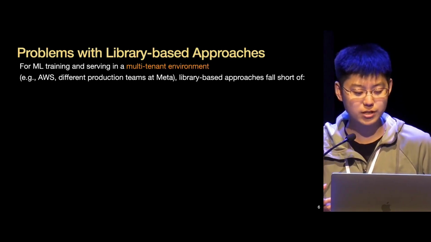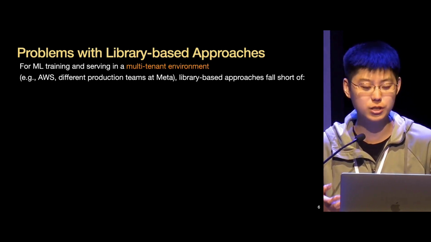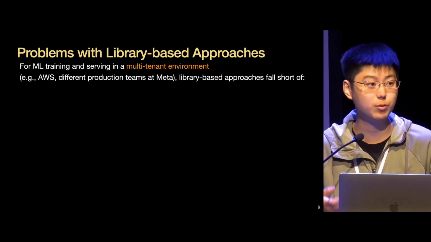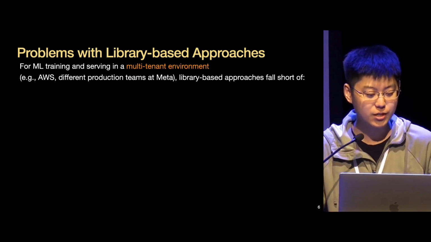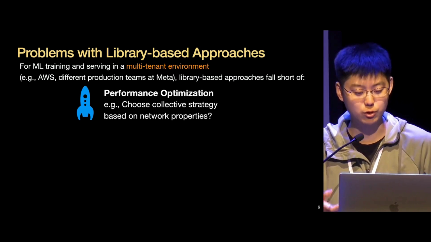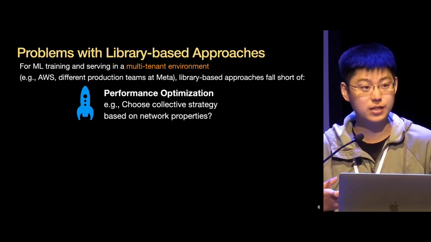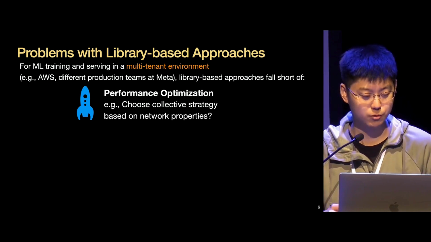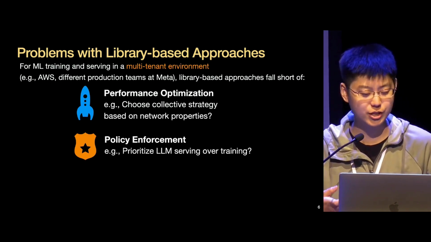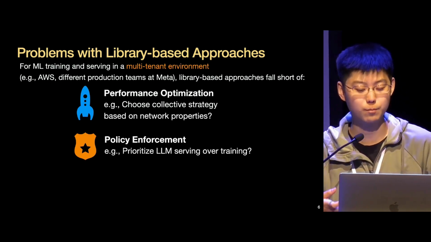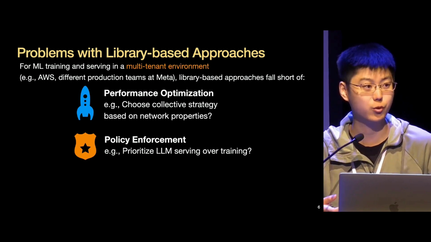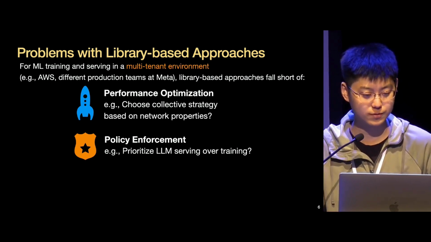However, the library-based approach has a bunch of problems in a multi-tenant environment, for example, a public cloud or cluster shared by multiple teams in a company. In such a multi-tenant environment, we may or may not know the underlying physical network topology. As a result, the collective algorithm selection might not be optimal. Furthermore, with multiple jobs from different tenants in a shared cluster, we may want to enforce some policies, for example, to prioritize some time-sensitive critical workloads over non-critical ones.